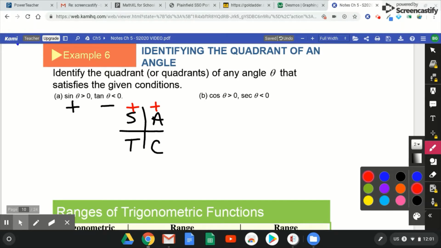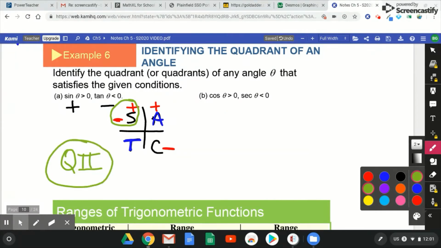But we know tangent would be negative. Okay, you got to think about this. This isn't very straightforward, but tangent would be positive in the 1st and the 3rd. All students take calculus. That's where tangent would be positive. So I want the negative. Tangent is going to be negative in the 2nd and the 4th. So we're looking for where both of those things happen. Where both of those things happen is here in the 2nd quadrant. That's the answer. Quadrant 2. That's where sine is positive and tangent is negative.